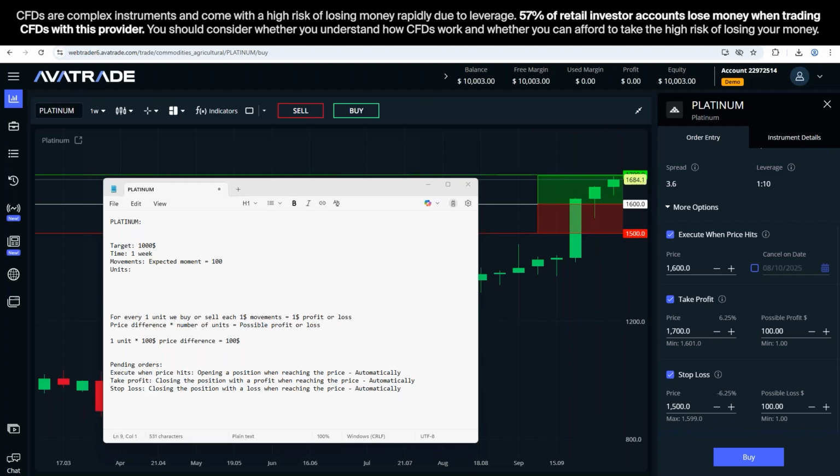So the expected movement that we want is $100. Now, how can we validate that this $100 is possible and it's not too far-fetched? Because I don't want to hold this position for longer than I expected. Maybe 1, maybe 2 weeks at most, but I don't want to hold it for too long, okay?